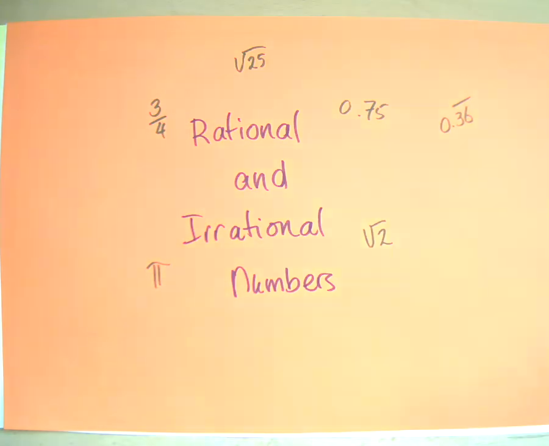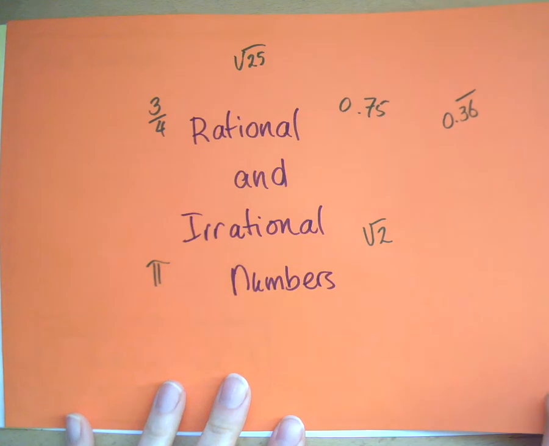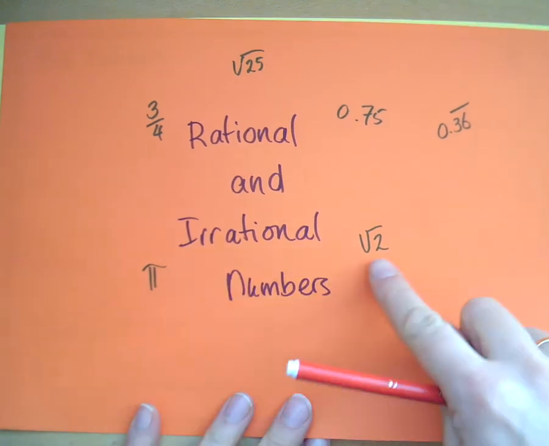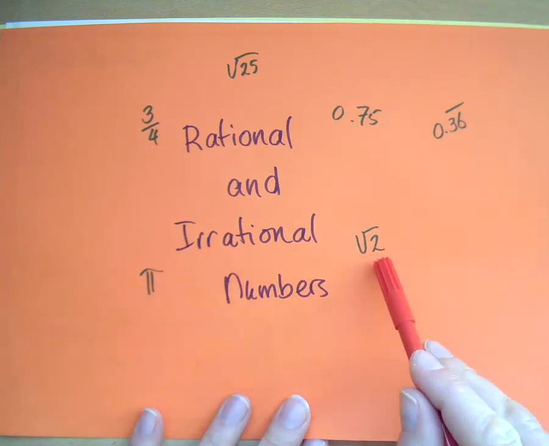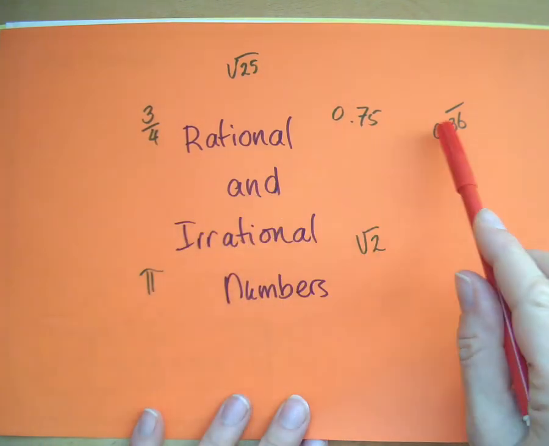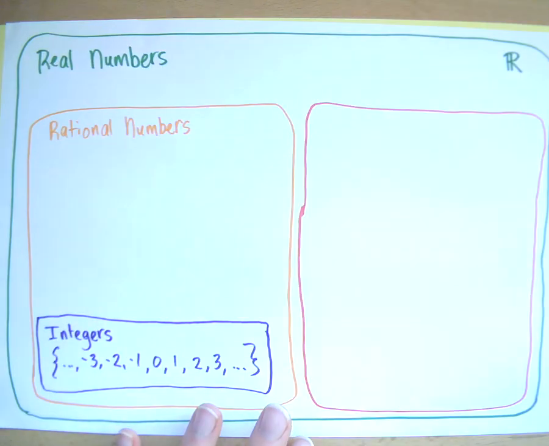Today we're going to be looking at the difference between rational and irrational numbers. I've written some on the side as an illustration. These are examples of irrational numbers and these are rational numbers. That'll make sense to you in just a few minutes.